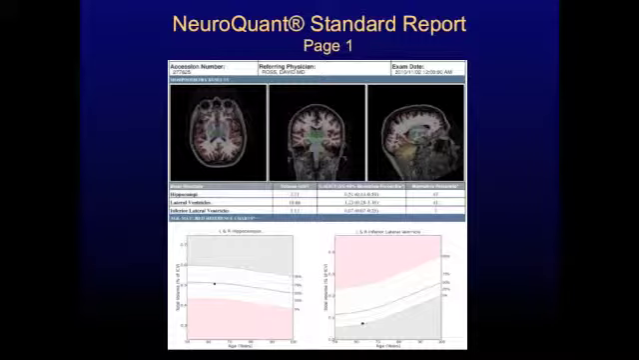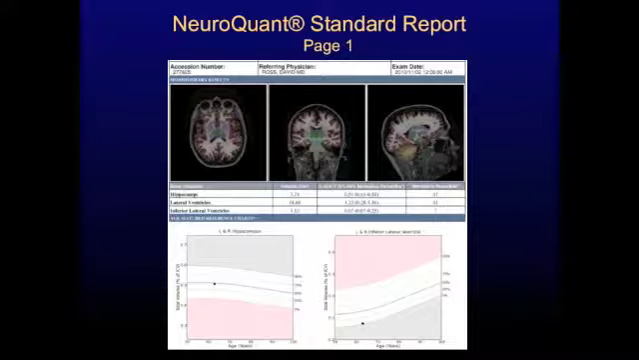This is an example of a NeuroQuant report. We call this the NeuroQuant Standard Report, and this is page 1, and you can see in the top part we have some cross-sectional images of the brain at different sections through the brain. You can see the colored brain regions which are identified for volume measurement. Then we have 3 rows here which are 3 brain regions which have had their volume measured. And if you look to the right of that, you can see the volumes as well as the normative percentiles.